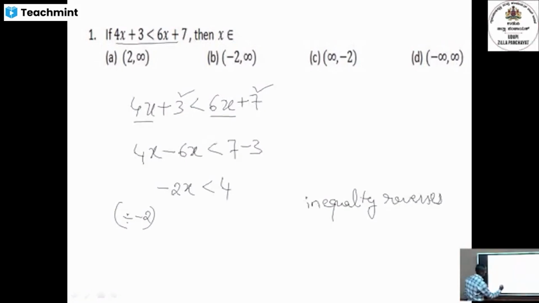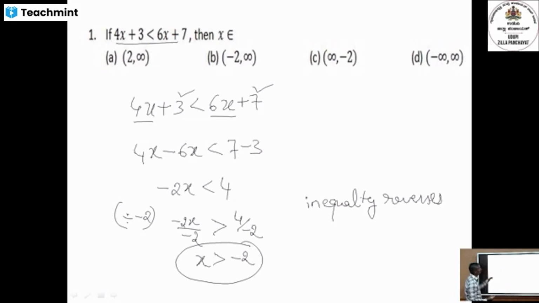The inequality reverses. So you will get minus 2x divided by minus 2. Now instead of less than, it will reverse and you will get 4 divided by minus 2. So minus 2 cancels. You will get x greater than minus 2. So x greater than minus 2 is the solution.